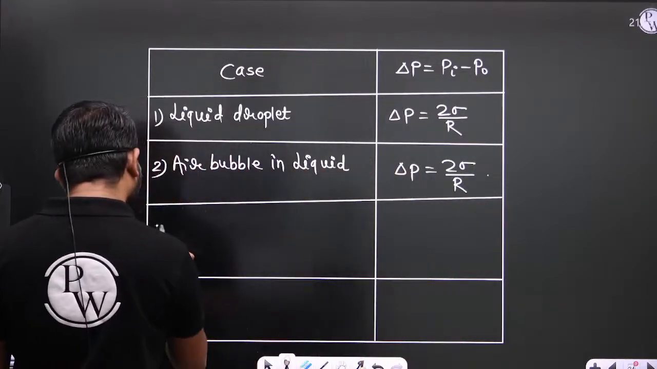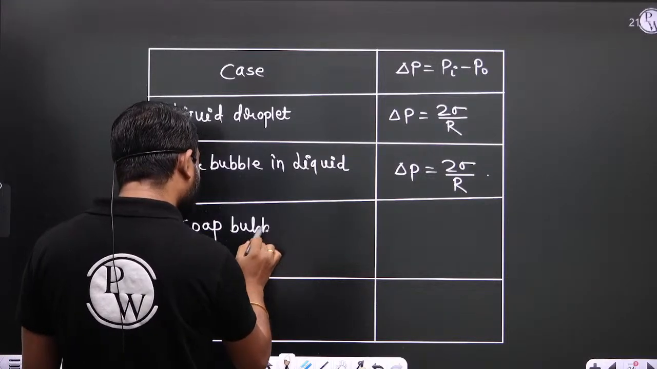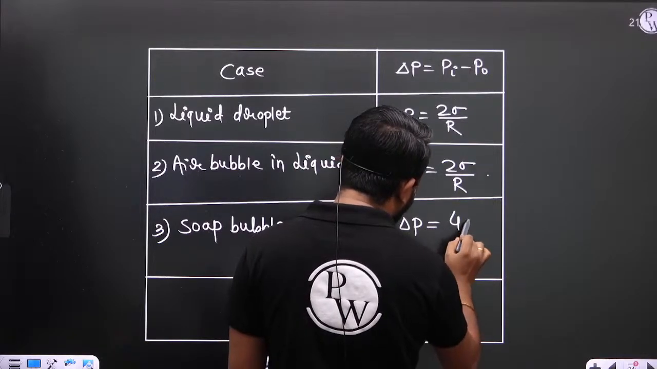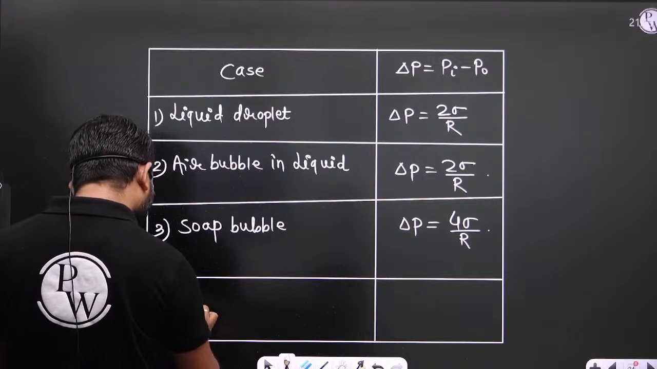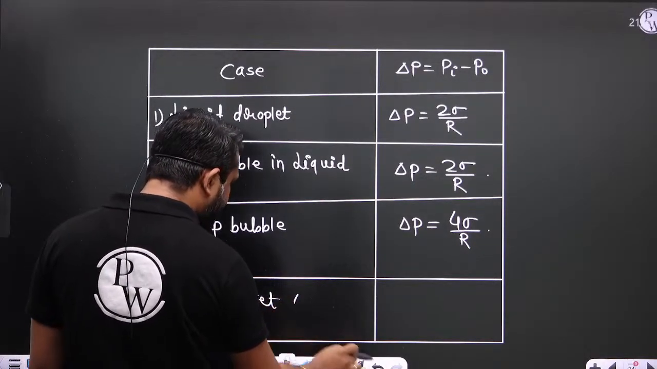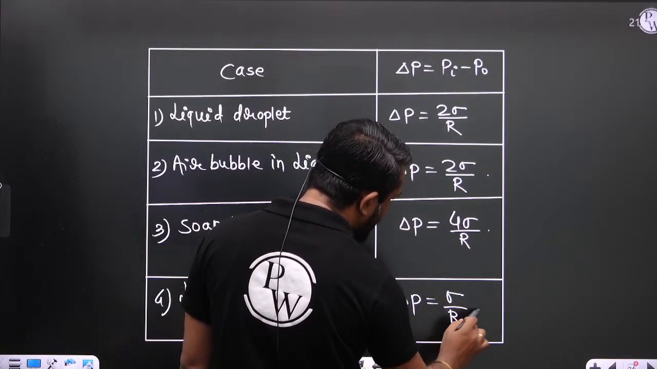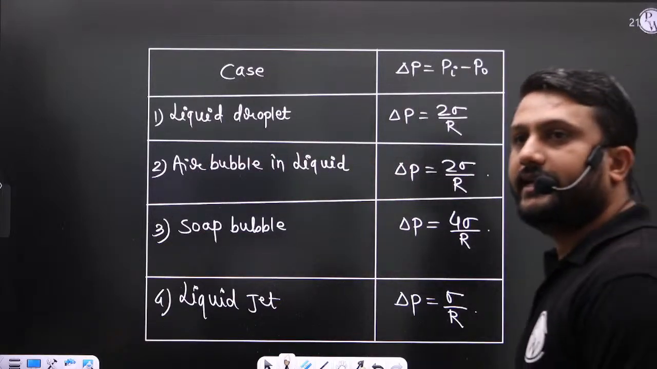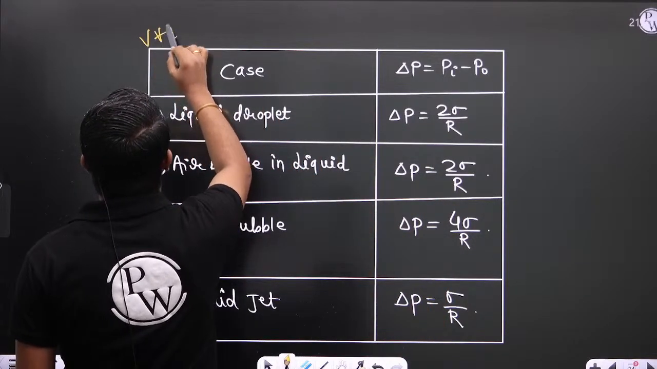Right? Third case is soap bubble. In case of the soap bubble, what is the delta P? The delta P is 4 sigma by R. Now come to case number 4, that is a liquid jet. In case of liquid jet, the delta P is sigma by R. So these are the 4 important cases. Is it fine? Is it clear?